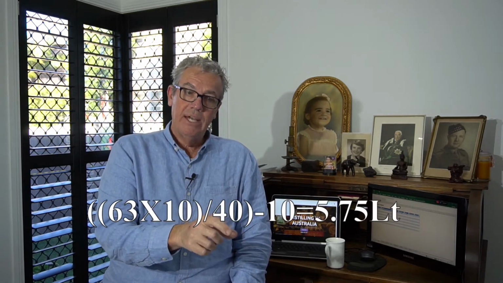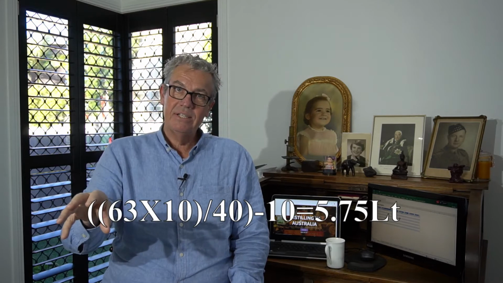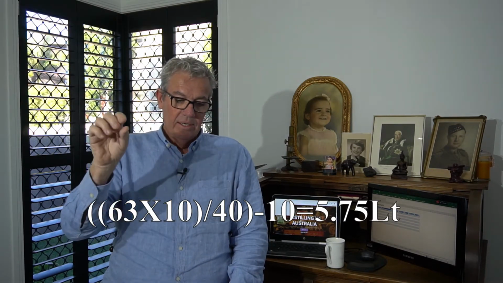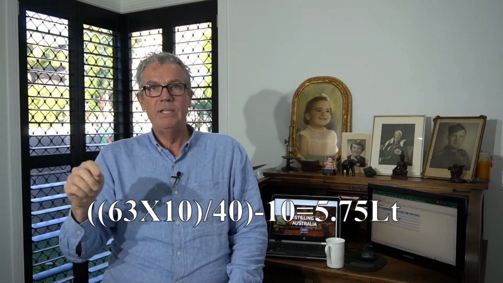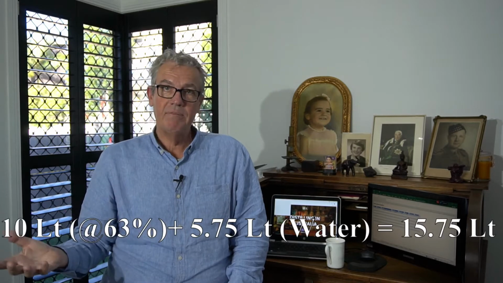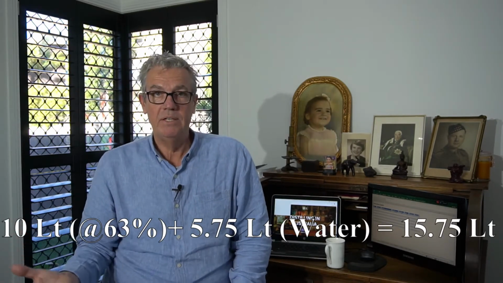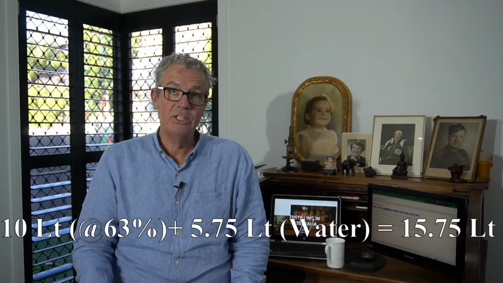Assuming you had 10 litres of alcohol at 63%, and you want to dilute it down to 40%. The formula to work out how much water you need to add is your 63% multiplied by your 10 litres of alcohol, divide that by 40, and then deduct 10. And then you end up with 5.75 litres of water that you need to add to your 10 litres of 63%. So if you add that, 10 litres plus 5.75 litres is 15.75 litres of finished product, right? Well, no, actually wrong.